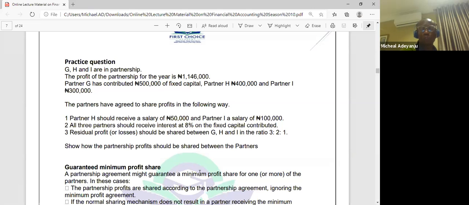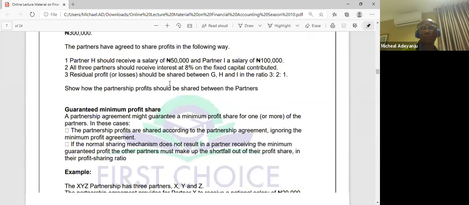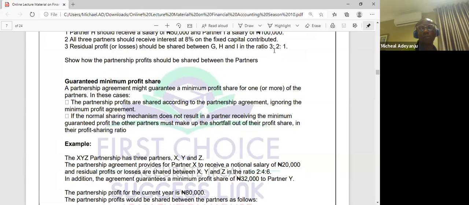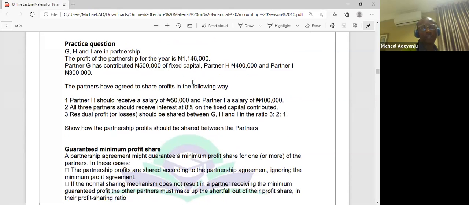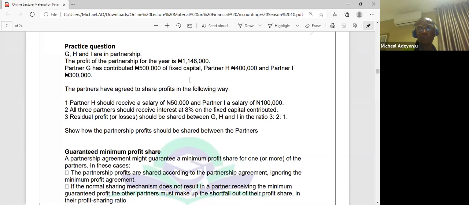Now, note that not necessarily must all partners receive notional interest. We are just being lucky that the question is saying all three partners should receive notional interest. So you just need to pay attention to details in some questions, because it's not necessarily that all the partners are getting notional interest. And we have residual profit sharing to be 3-2-1. It's as easy as follows. Did they give us our profit for the year? Yes, 1,114. So you can try that.